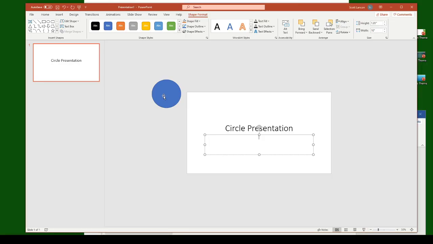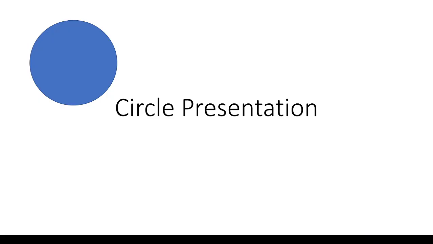as you can see, there is no circle. No circle whatsoever. That's because the circle is out here in the gray area. But I can take that circle and move it from the gray area into the white area. And now when we play the presentation, the circle shows up.